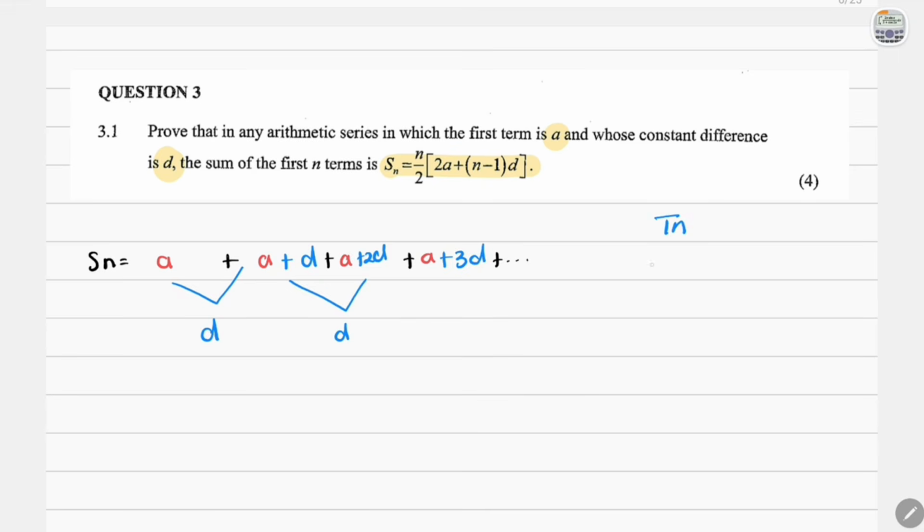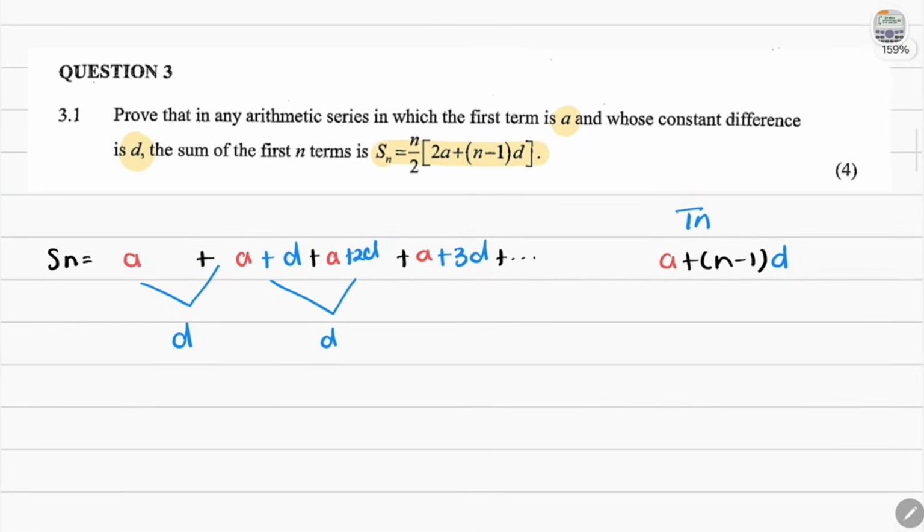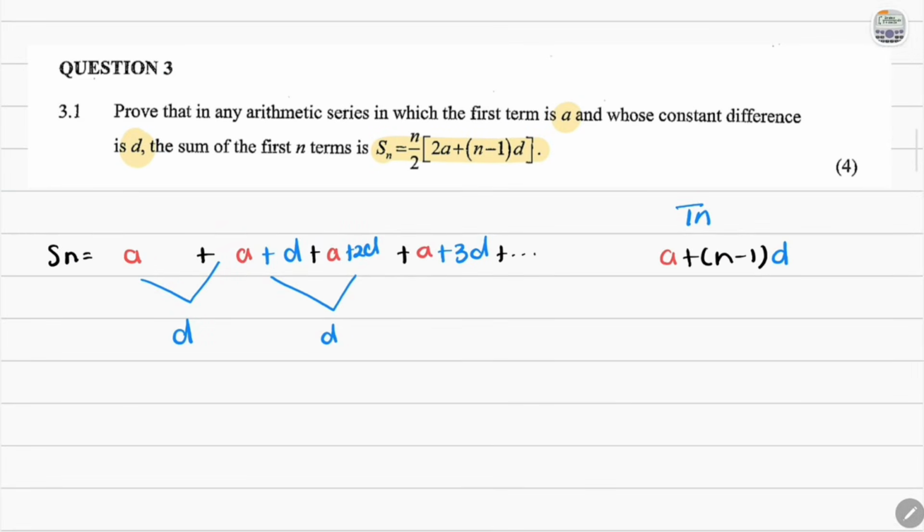And that is just going to be A plus n minus 1 multiplied by D. Okay? Really just means that it's following this order. Notice how these are going. This is term 1. This is term 2. This is term 3. This is term 4. Do you notice the relationship between the coefficient of D and the term number?